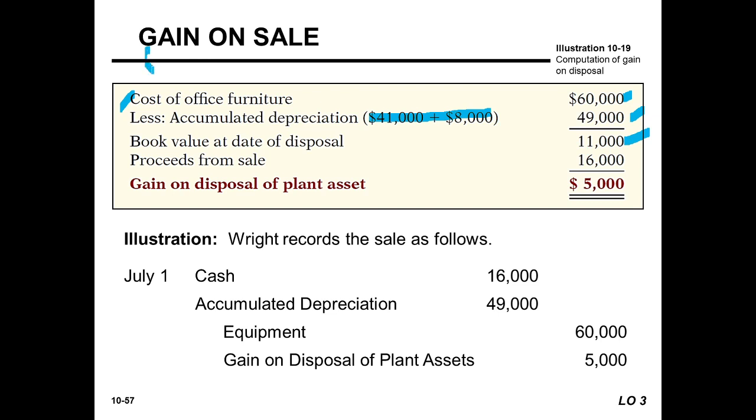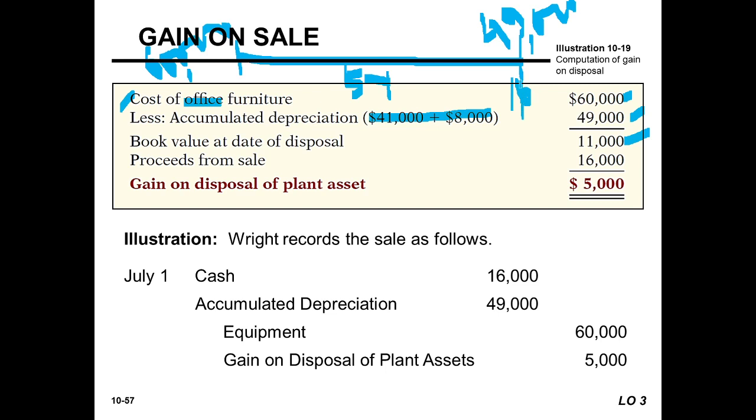Suppose this is $60,000, the cost price, and after the accounting period, suppose after 5 years, the office furniture has run 5 years. After 5 years, we have $49,000 as our accumulated depreciation. So $11,000 will be our book value at the date of disposal, $11,000. Okay, so now proceeds from sale.